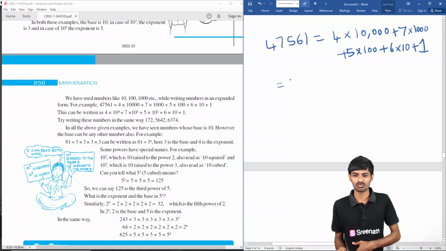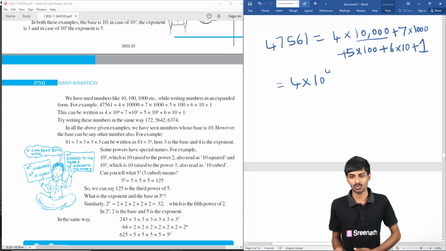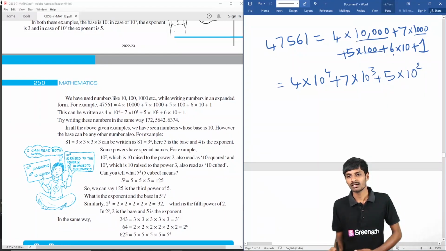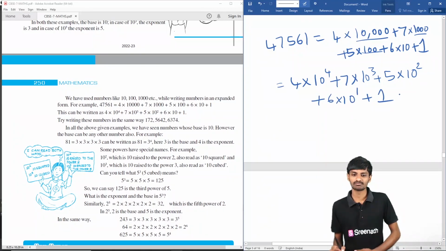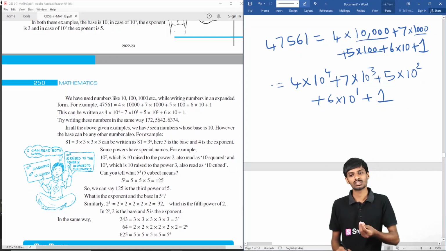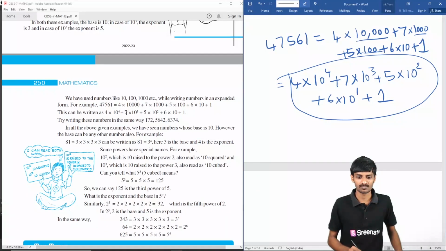So here if you observe, 4 into 10,000. And what is the exponential form? That is 10 power 4, plus 7 into 1000. And what is the exponential form? It is 10 cube. And there is 5 into 100, which is 10 square. And 6 into 10, exponential form is 10 power 1, plus there is 1. You can simply leave it as 1, or you can also write it as 10 power 0. I will help you to know about that in a later session. Okay. So the same is written in this form, students, using the exponents and the powers. Okay.